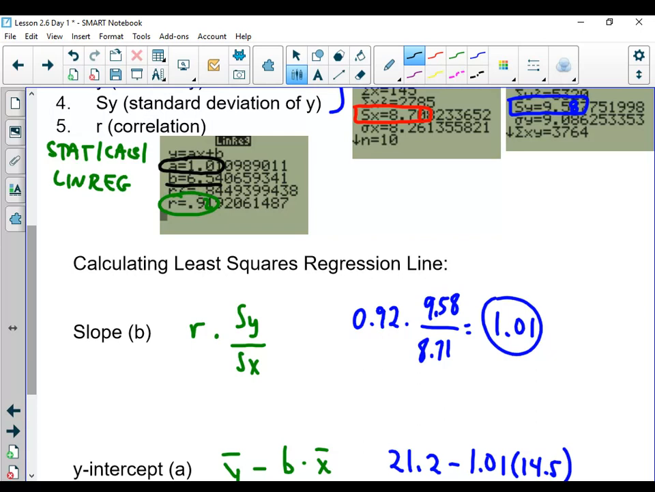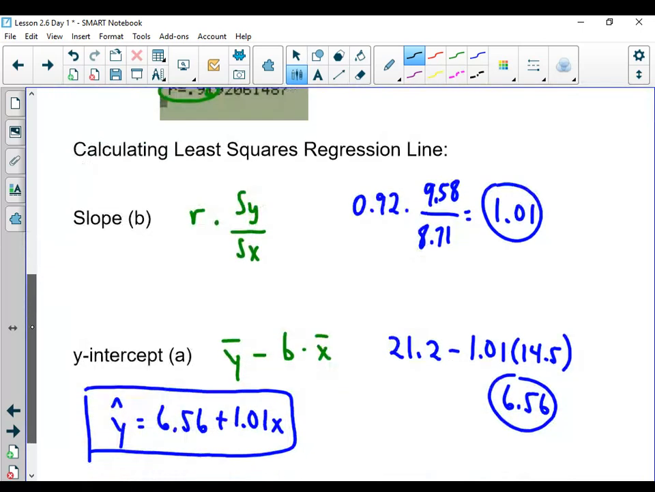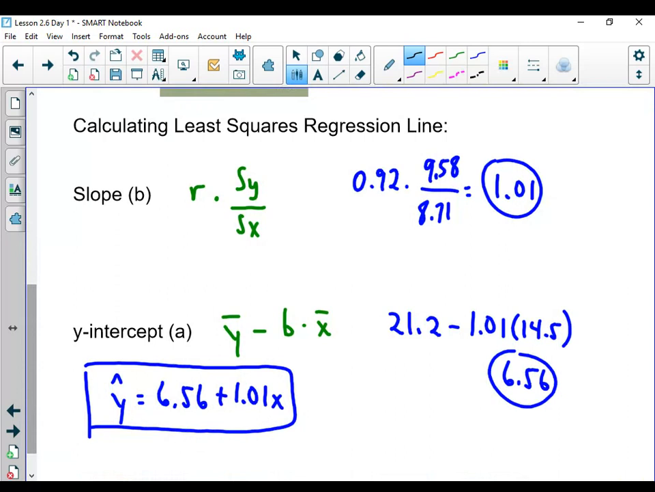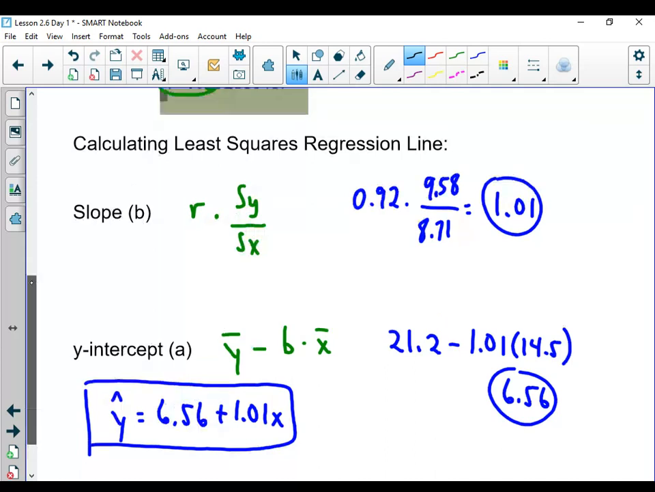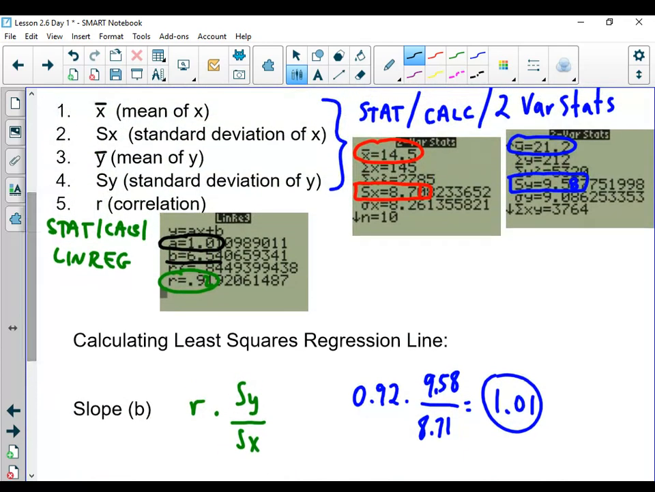6.54, which we rounded ours up to 6.56, so it's close to the same thing. All right, so really the calculator will tell us that value as well whenever we found the R value. Now, if I give you a bunch of data, I'm okay with you finding it on the calculator, and we'll practice that more on Thursday.